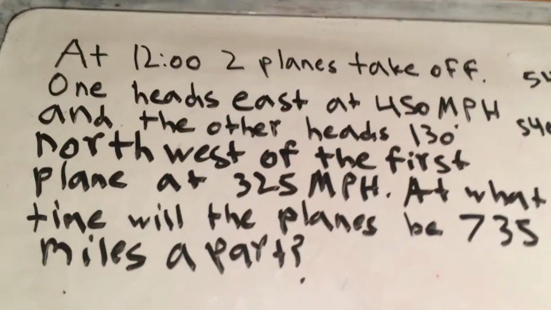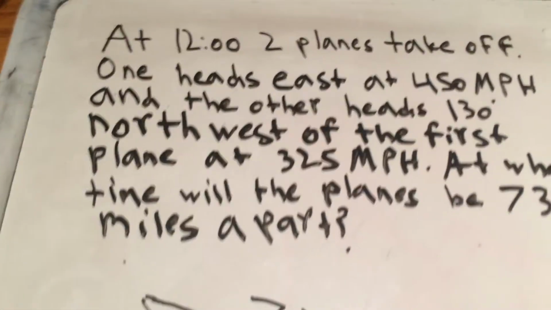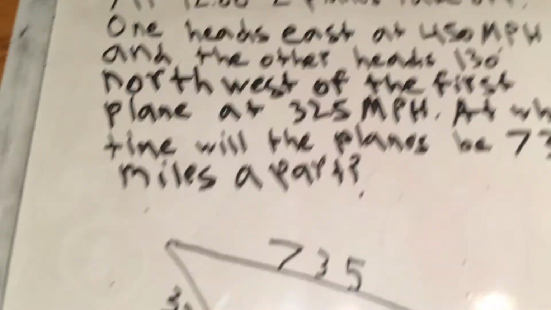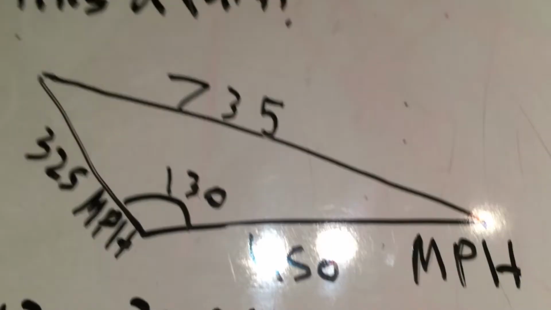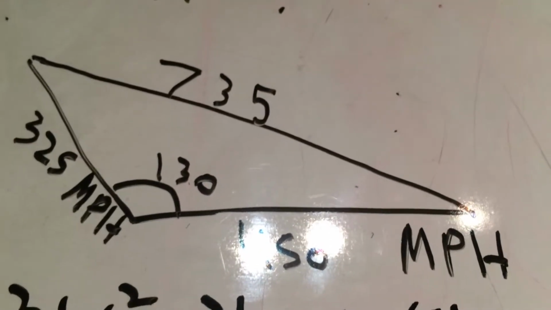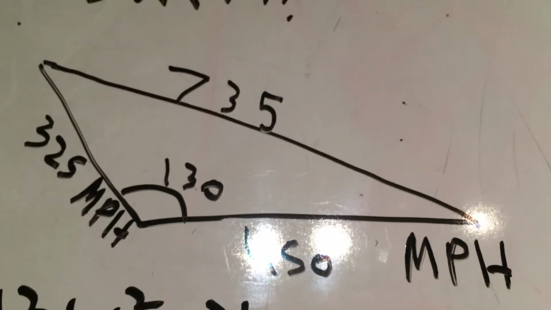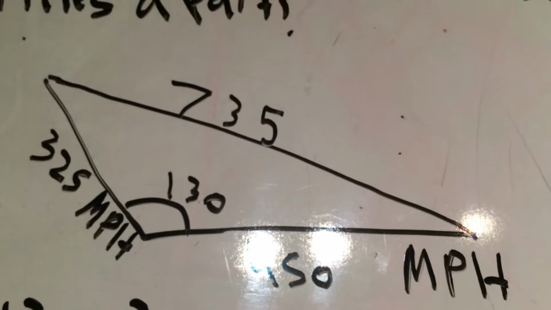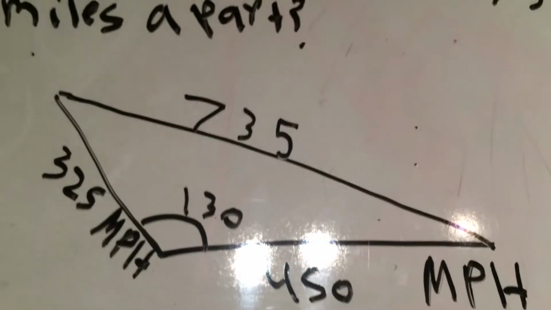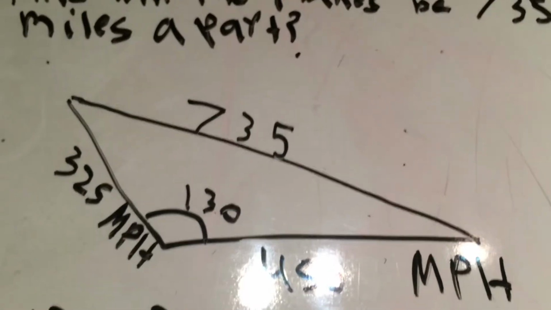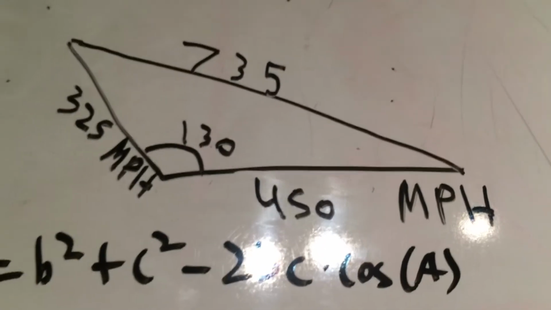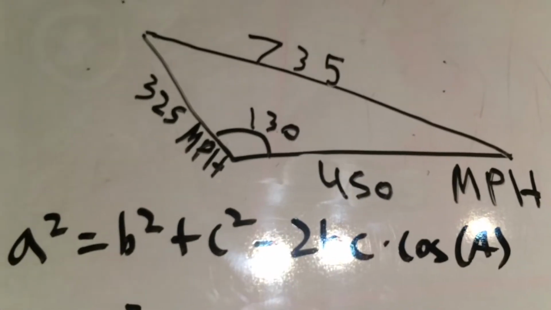So it's best to draw this kind of problem because there's a bunch of words and that might not make sense. And it's so much easier to just draw it out like I did. One plane's going 450 miles per hour east, another one's going 325 miles per hour, 130 degrees from the first plane, and we're trying to solve for at what time it will be 735 miles apart, directly apart. And so, we're going to use the law of cosines for this.